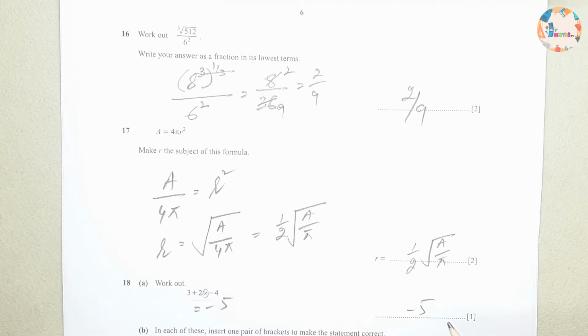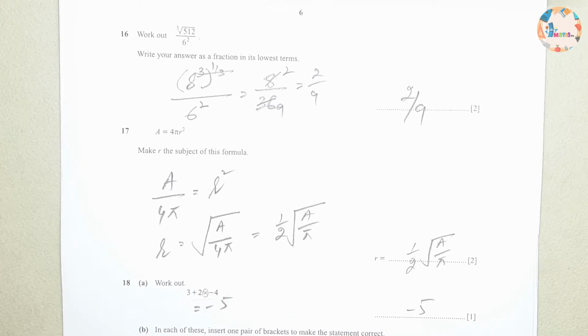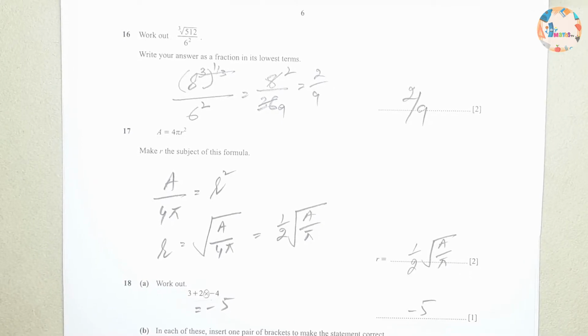In each of these, insert one pair of brackets to make this statement correct. We need 23. If we put brackets here, this will be solved first. This will be 5, 5 plus 2 will be 7. 7 into 3 will be 21. 21 plus 2 will be 23.